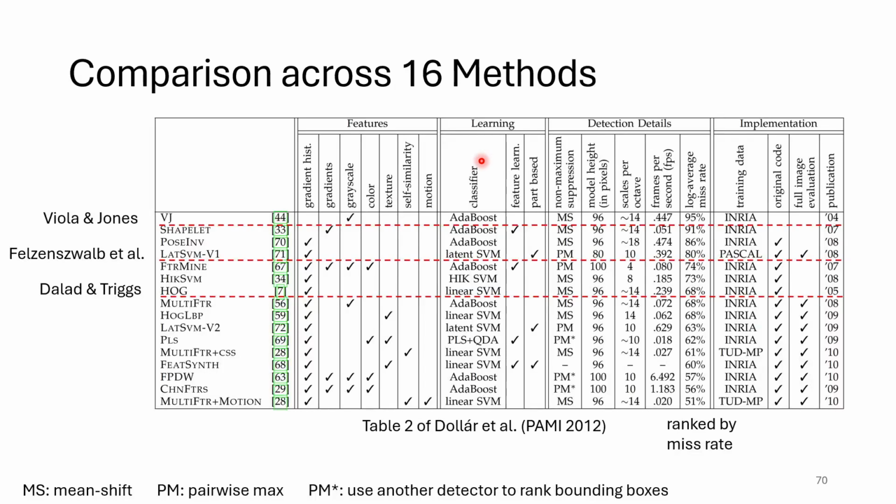And there are several different ways to do it. They can use the mean shift. Mean shift means since we have a lot of bounding boxes, let's find the cluster center of those bounding boxes. And also there is pairwise max. It means let's compare: if they overlap with each other, which confidence or score is higher?